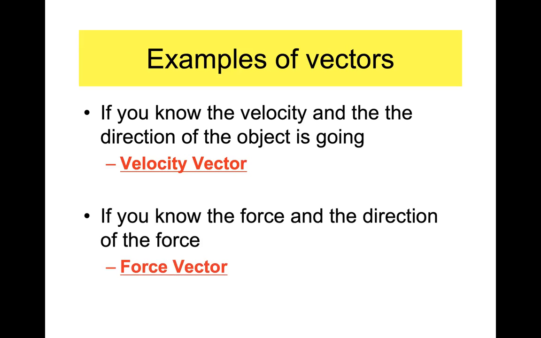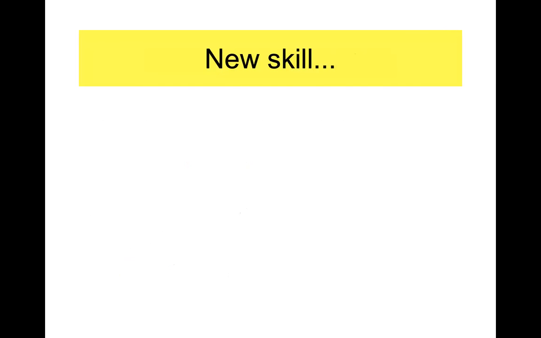One deals with movement in the sense of an object going through space with a direction and a speed, and the second one is an object that is moving because of force being applied to it. All right, both velocity vectors and force vectors have the same type. You calculate their position vectors exactly the same way. All right, so let me teach you a new skill.